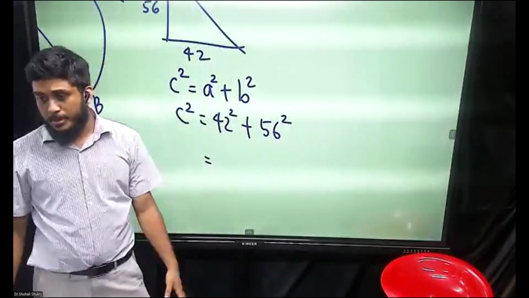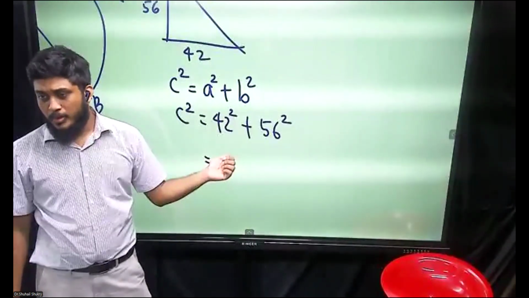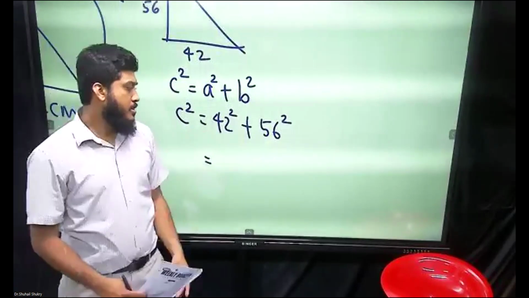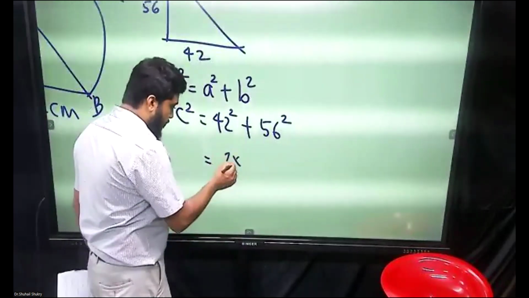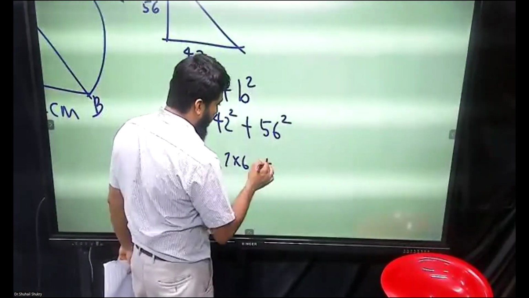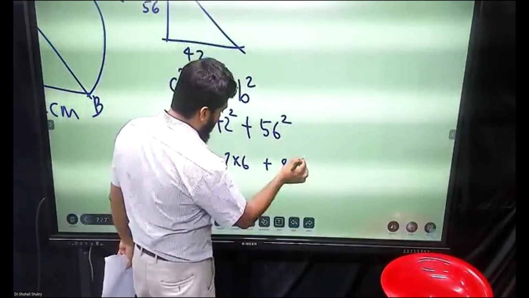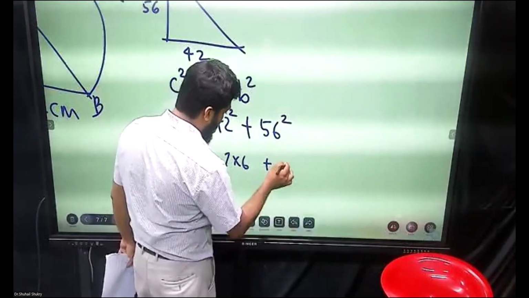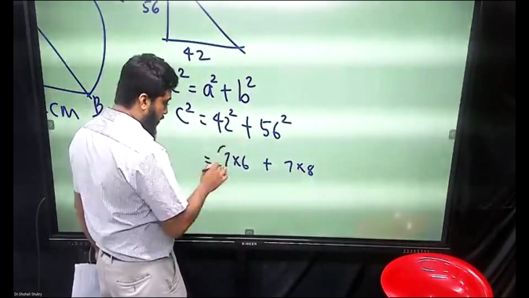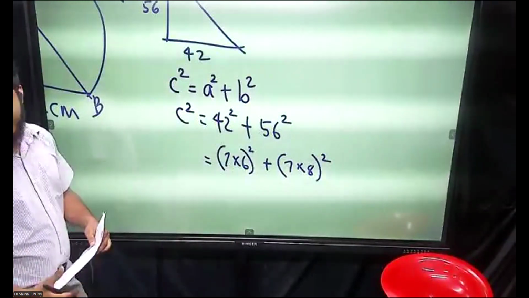So let's make an easier method. The easiest way to do such big numbers is to first check whether we can get these multiples with the same number. 42 means I can write 7 into 6. 56 means I can write 8 into 7, so 7 into 8. So 42 squared means 7 into 6 squared, and this is 7 into 8 squared. There is an easy pattern.